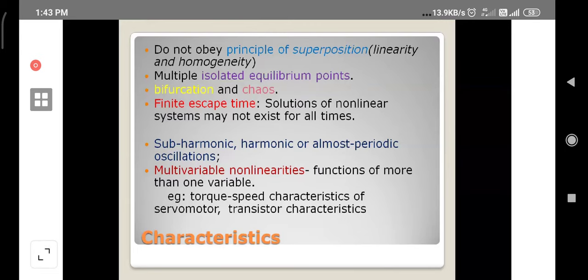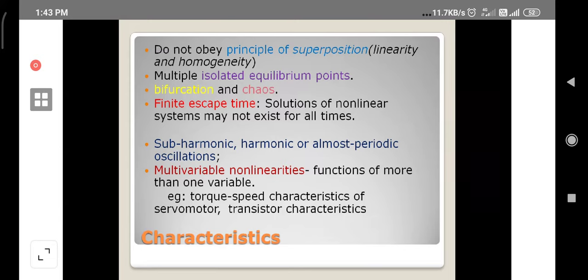And another characteristic is that it has bifurcation and chaos. Bifurcation is an important thing where the characteristic of a system will divert or change into different branches, and then again the characteristics will change into different branches. So it's a bifurcated way. That's an important thing, but we will not discuss it in detail. And chaos is actually the irregularity of a system. Both these characteristics are available in the nonlinear system.